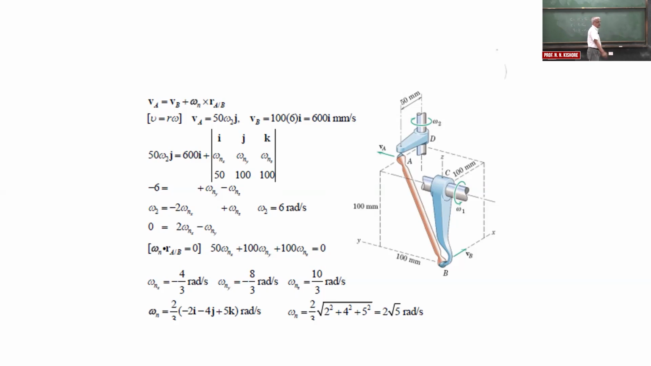How many equations will it give you? In 3 dimensions, it will give you 3 scalar equations, the i, j, k equations. So how many unknowns are there? Can you count how many unknowns we can solve for? There seem to be 4, right? There is omega 2 here, and then omega nx, ny and nz. So there are 4 unknowns. How do we get a 4th equation?